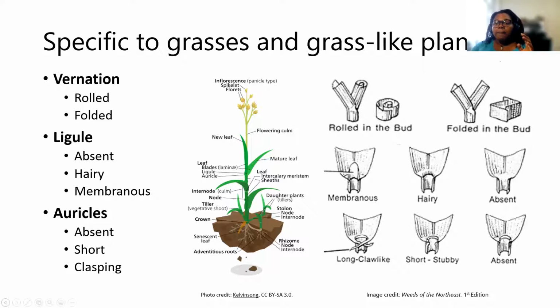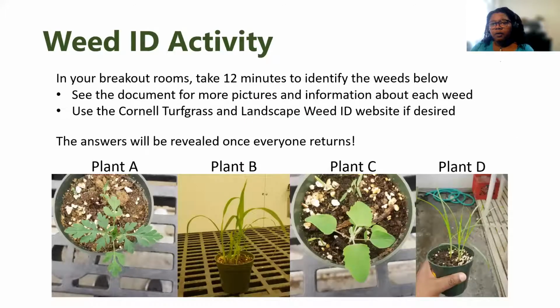So don't worry about memorizing this stuff. It was provided, it's on a PDF that you can access at any time. And it's also described in field guides and things as such. So now we're going to move into our second activity, which is a weed identification activity. So I'm going to send you to breakout rooms again. You probably won't be in the same breakout rooms, they're random.